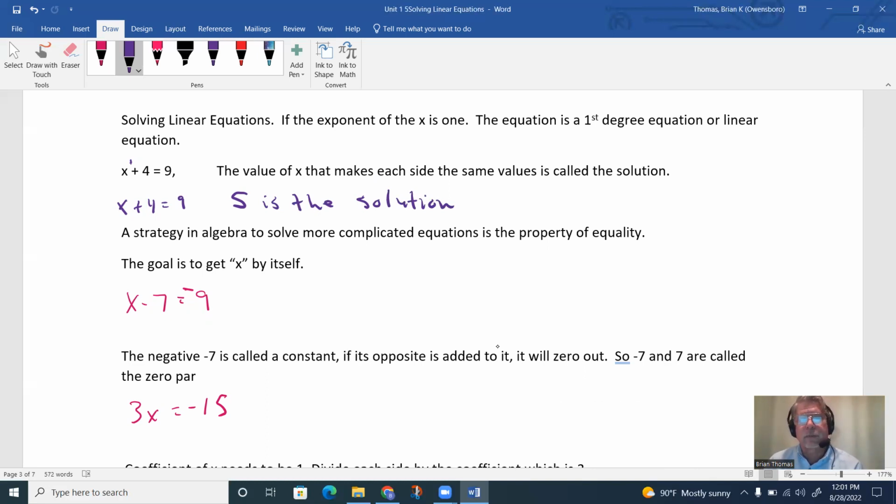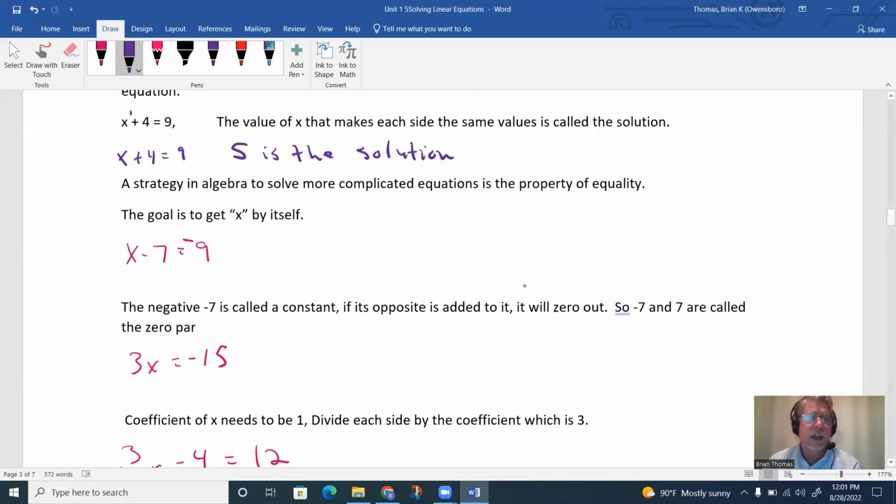So as we move into algebra, a strategy to solve more complicated equations is what's called the property of equality. The property of equality says if you perform an operation on one side, you must perform that same operation on the other side to keep the equation balanced, if you will. So if I have this equation, x minus 7 is equal to negative 9, if I want to use the property of equality, I can try to get x by itself.